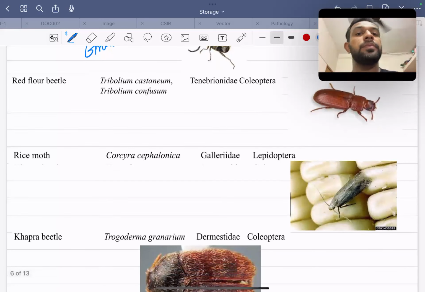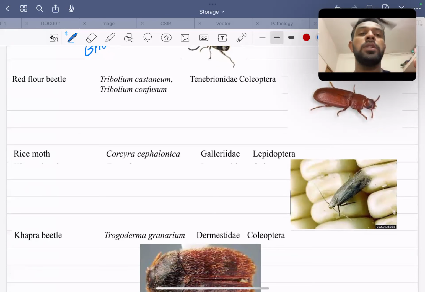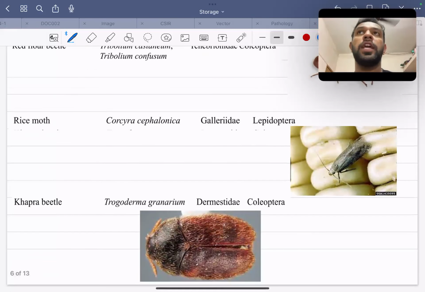Then the rice moth. This one is important because this storage pest is widely used as a host for rearing parasitoids and predators. In the case of parasitoid groups, they will be used as a host for artificial rearing and all. This rice moth, Corcyra cephalonica, is also an external feeder and a Lepidopteran pest. Then comes the Khapra beetle, Trogoderma granarium.